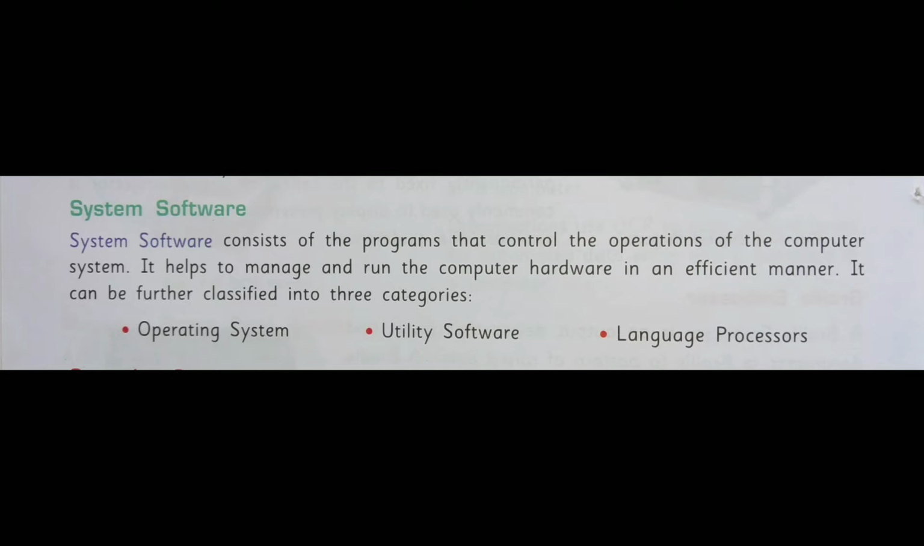System software. System software consists of the programs that control the operations of the computer system. It helps to manage and run the computer hardware in an efficient manner. It can be further classified into three categories: operating system, utility software, language processor.